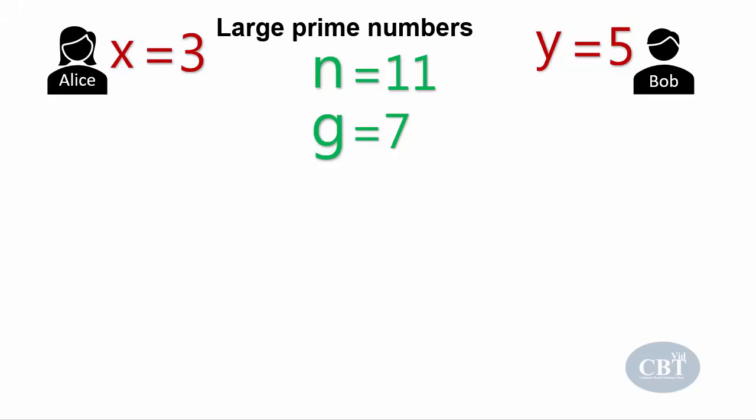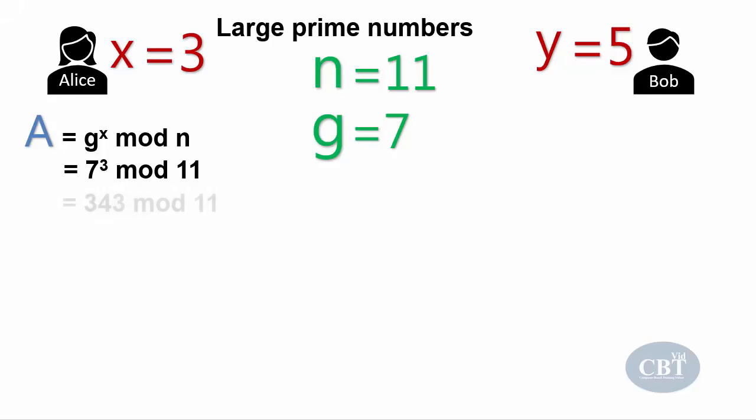Now, both of these two are going to use some formulas. Alice is going to calculate an A, and that A is G to the power of X modulo N. In our case, G is 7 to the power of X, X is 3, modulo 11. The result is going to be 343 modulo 11. So that means we are looking for the remainder of division of 343 by 11. So the remainder is going to be 2.